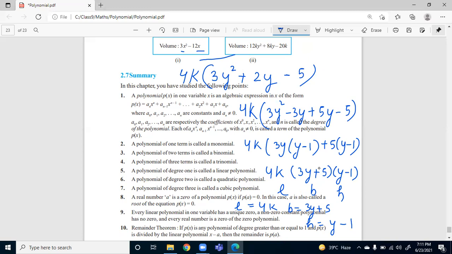Ma'am, written. Okay, so this completes polynomial, and as far as I remember, we have left two questions, so I will be doing it first.